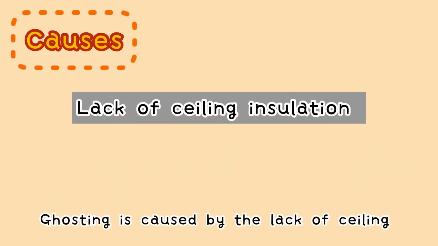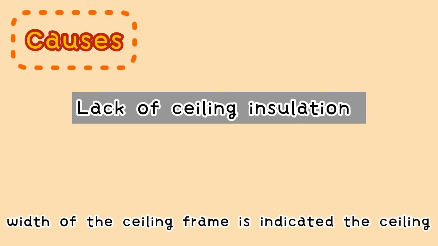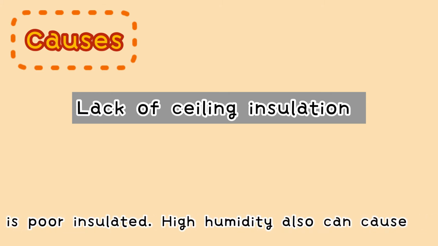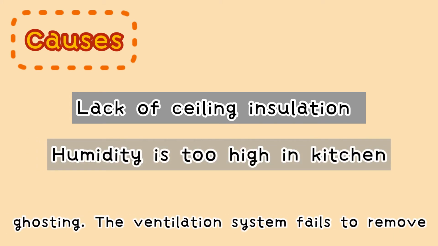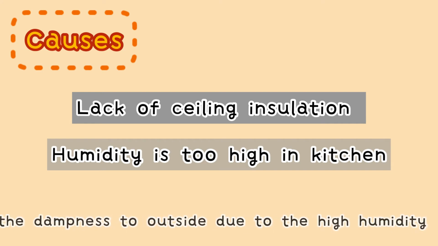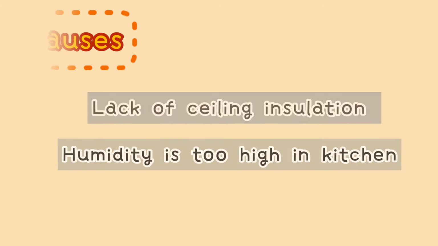Ghosting is caused by the lack of ceiling insulation. The dark spots area matches the exact width of the ceiling frame. It indicates the ceiling is poorly insulated. High humidity also can cause ghosting. The ventilation system fails to remove the dampness to the outside due to the high humidity in the kitchen.